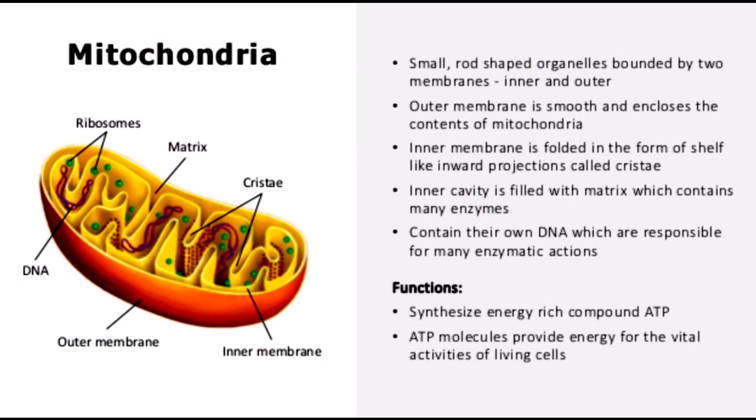Next we will discuss about mitochondria. Mitochondria, its singular form is mitochondrion. Dear students, the term mitochondrion is derived from two Greek words, that is mito means thread and chondrion means granules. It is a small rod-shaped organelle bounded by two membranes, one inner and another outer membrane. Outer membrane is smooth and encloses the contents of mitochondria, whereas inner membrane is folded in the form of shelf-like inward projections called cristae. Inner cavity is filled with matrix which contains many enzymes.